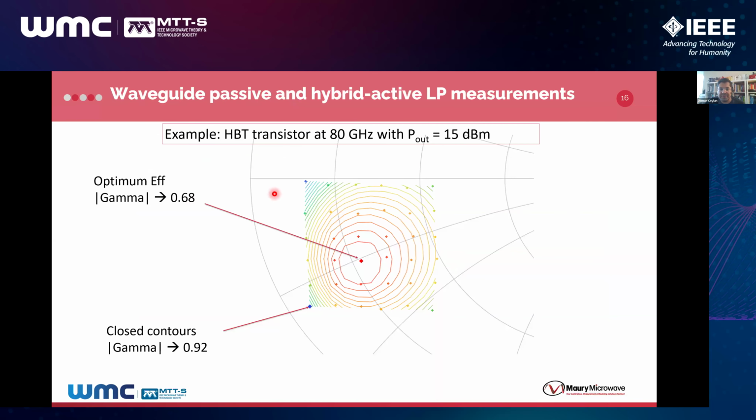So this is one example. This is a smaller device. Unfortunately, we cannot show all the information, but after my presentation, you will see some high power applications. For this example, it's 80 gigahertz and P out is 15 dBm. And as you see here, we can easily reach 0.9 gamma with this type of setup.